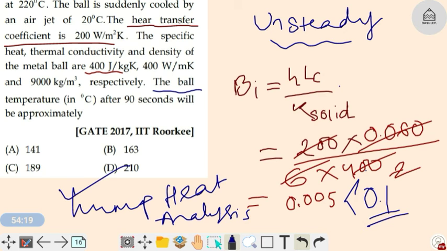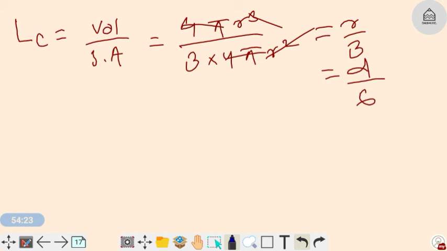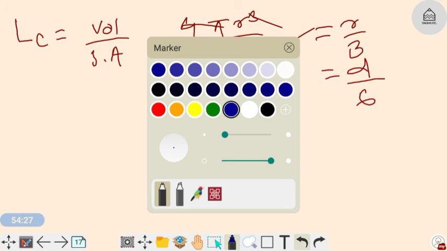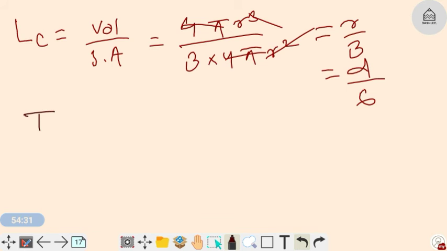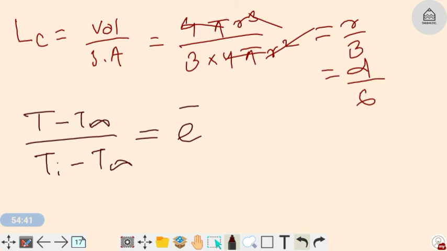So by lumped heat analysis, what does lumped heat analysis give me? It gives me the relation between temperature at any time t. So it is T minus T infinity divided by T_i, the initial temperature, minus T infinity, is equal to e to the power minus t by tau. Okay, so what is tau then?